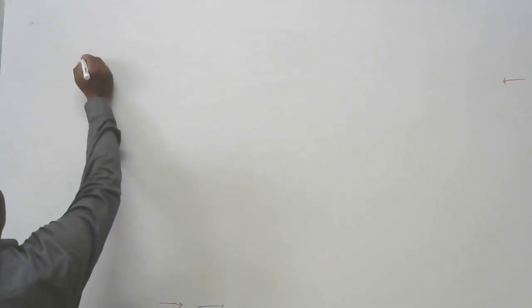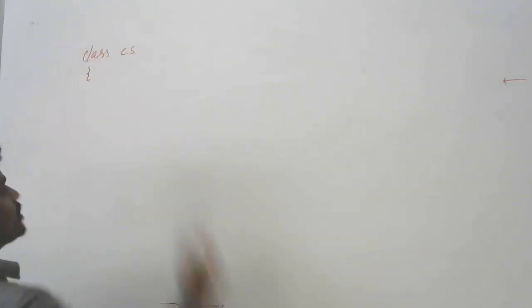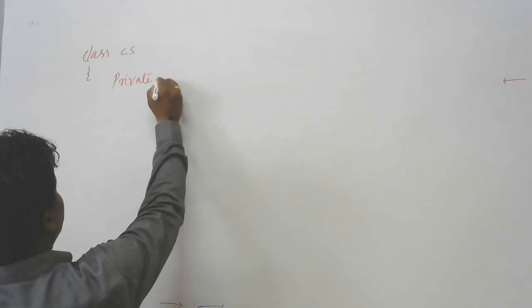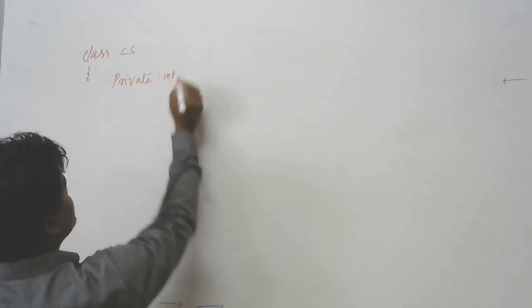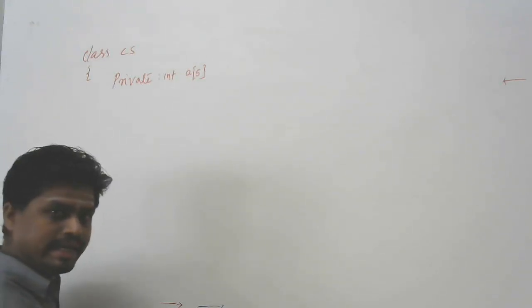In this particular example, I just want to read a few array variables, and whatever values I am reading, I want to print those values. So reading a single array element and printing a single array element. For that, you are supposed to start from class CS. Open the flower bracket. Inside the private I will declare a few array variables, that is int a of 5, five elements I want to read.